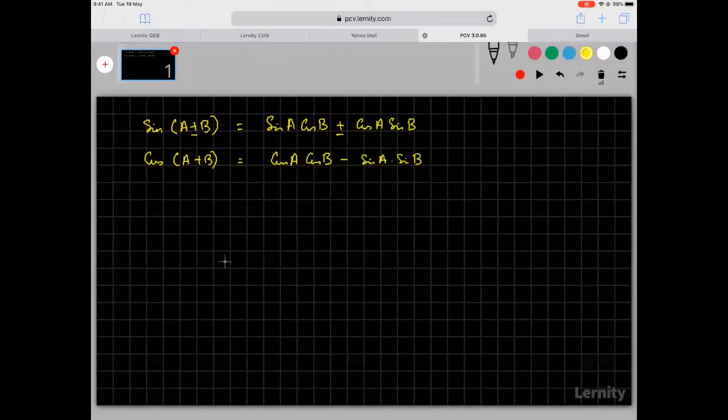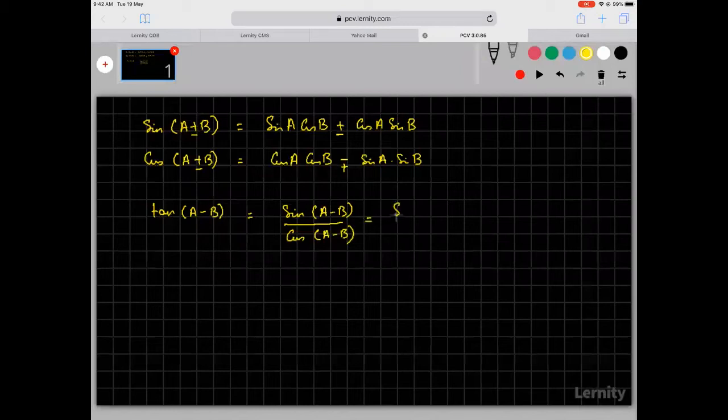Okay, similarly, cos of A minus B was seen as cos A cos B plus sin A sin B. Then further, I explained to you that tan of A minus B will become equal to sin of A minus B divided by cos of A minus B. Right? Tan of A minus B is equal to sin of A minus B by cos of A minus B.